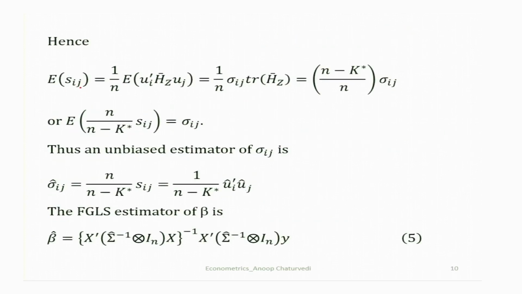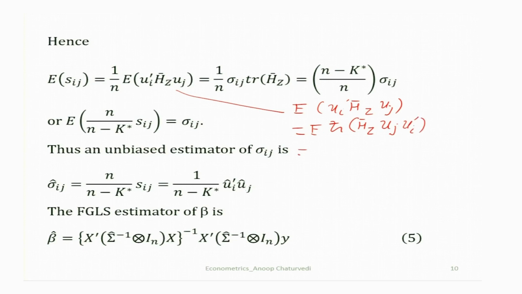Now, we take the expectation of S_ij. Expectation of S_ij is equal to 1 upon n expectation of u_i transpose h bar z u_j. So, you can write it as expectation of trace of h bar z u_j u_i transpose, and u_j u_i transpose is equal to sigma_ij identity matrix. So, you get sigma_ij trace of h bar z, and trace of h bar z is equal to n minus k star. This you can easily verify.